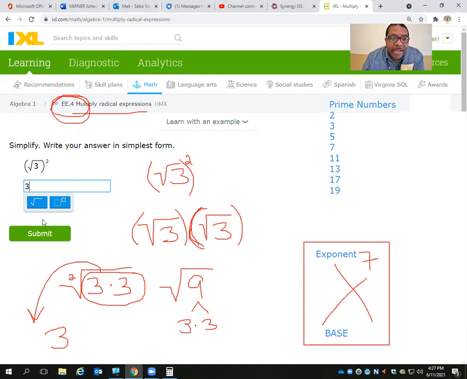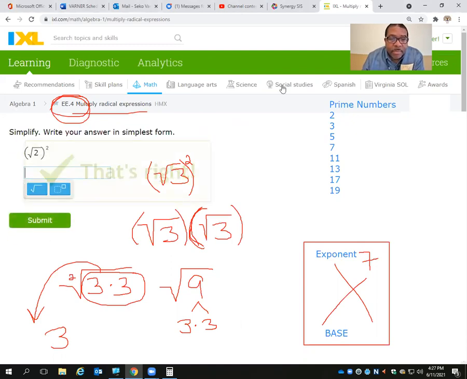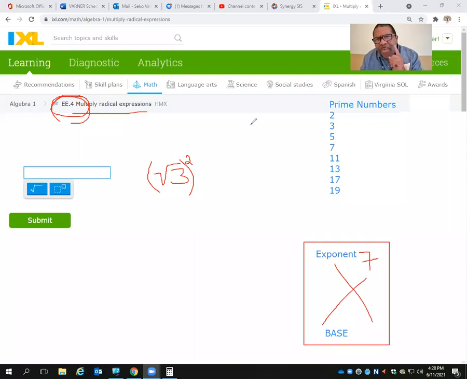All right, let's see if I'm correct. That's right. But I want to show you a trick. You see this square, and this is the square root or the radical sign. Well, the square actually gets rid of the radical sign. So the answer was 3 all along.